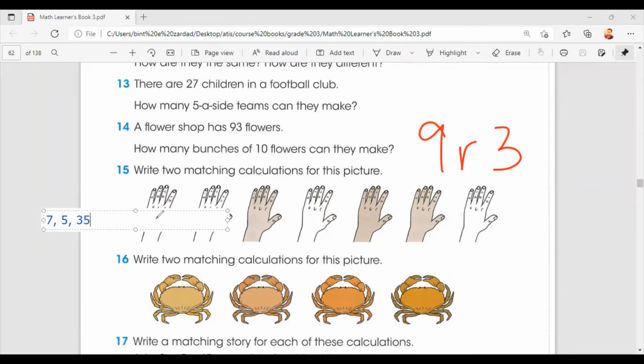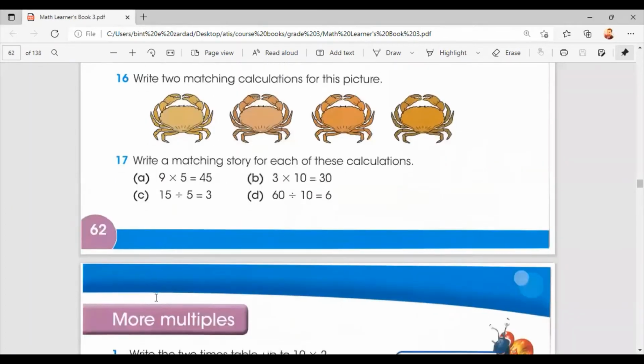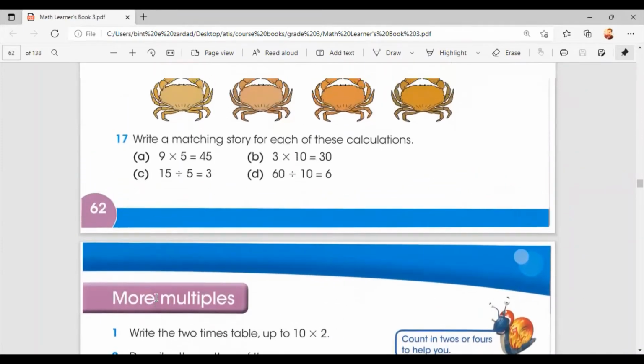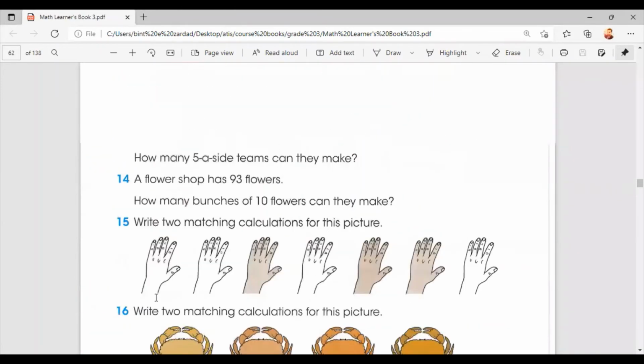Same as this, question 16. Write 2 matching calculations, same as question 15. We are using the pictures and making the fact family. Write a matching story, changing it into a question. We can make it using the questions above.